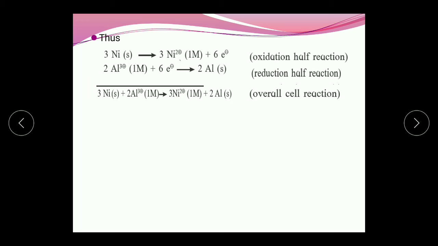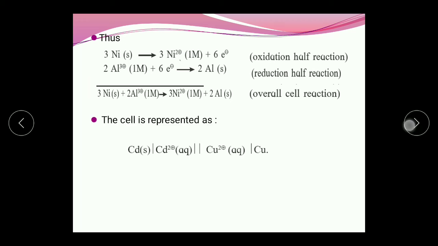So let us consider one more example so that you will understand it in a better way. Suppose the cell is represented like this: Cd | Cd²⁺ || Cu²⁺ | Cu. First, just observe the cell notation. What do you understand by this? On the left hand side, there is the anode, that means cadmium dipped in the solution of cadmium ions is the anode. Copper dipped in the solution of copper ions is the cathode.